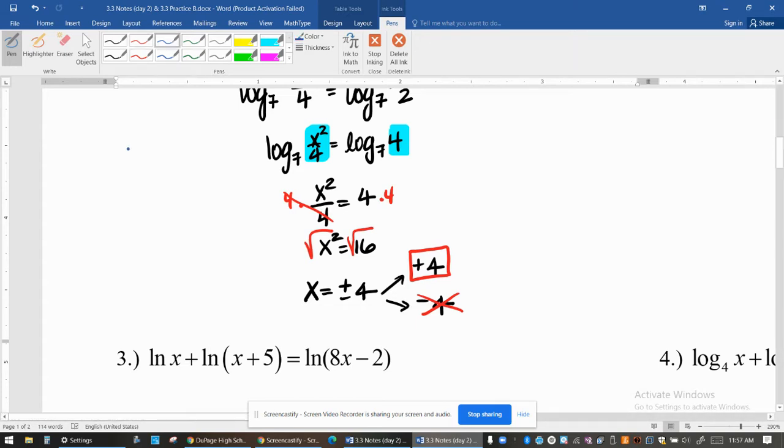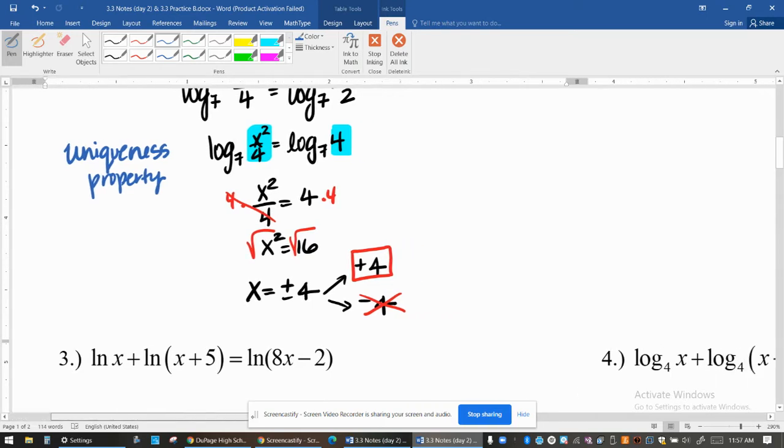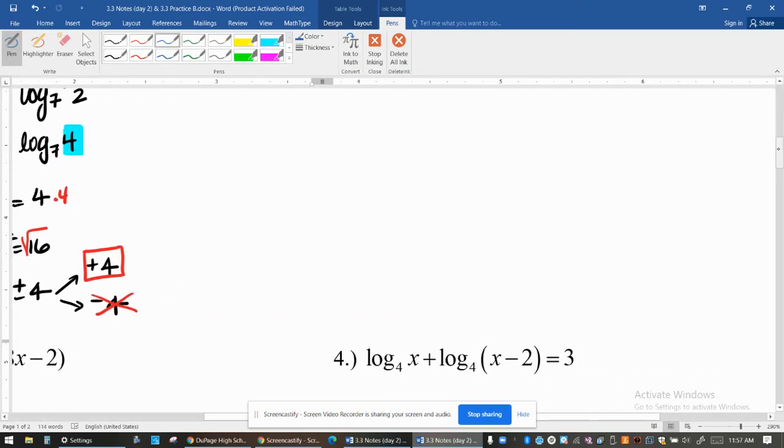And I'm just going to go ahead and label this as uniqueness property for those of you that think you might need to study this further. Remember, uniqueness property says if you have a log on both sides, same type of log, and they're equal, then their arguments have to be equal.